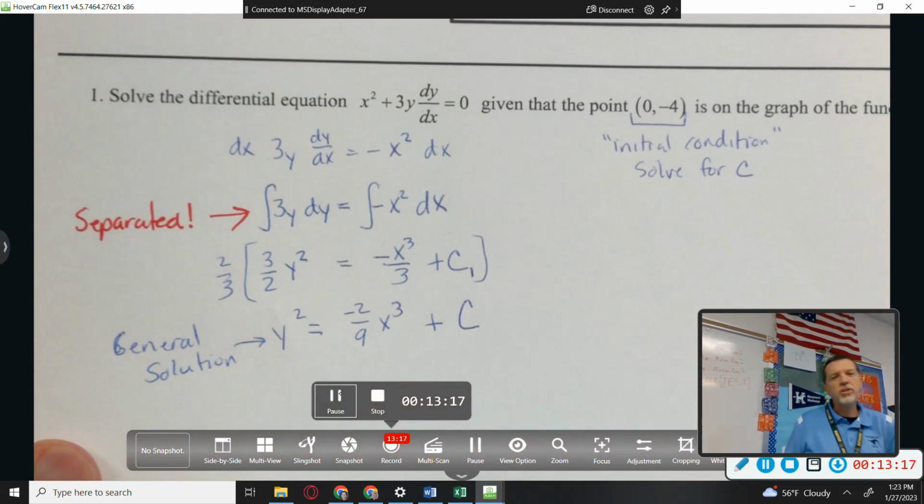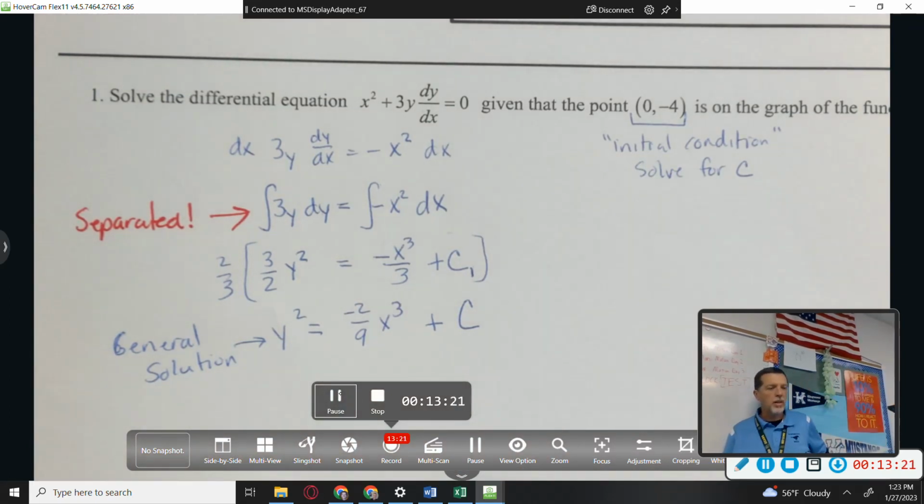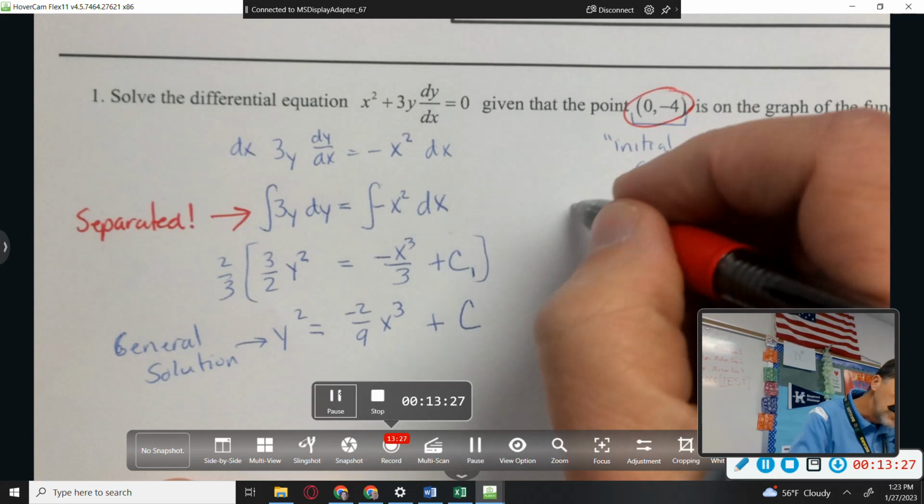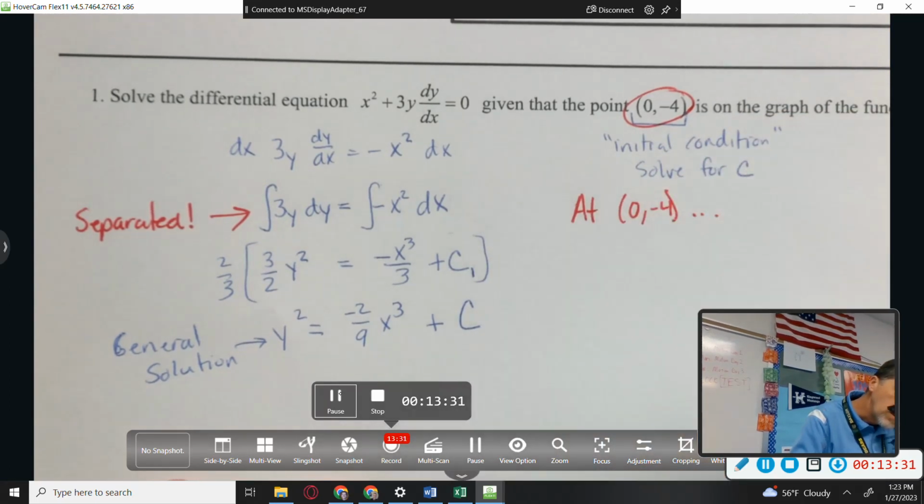So generally we know what the graph looks like. I mean, I don't know what that looks like, but there's a plus c in there that we don't really know yet. So now let's use our initial condition. 0 goes in for x, negative 4 goes in for y, and we'll solve for c.